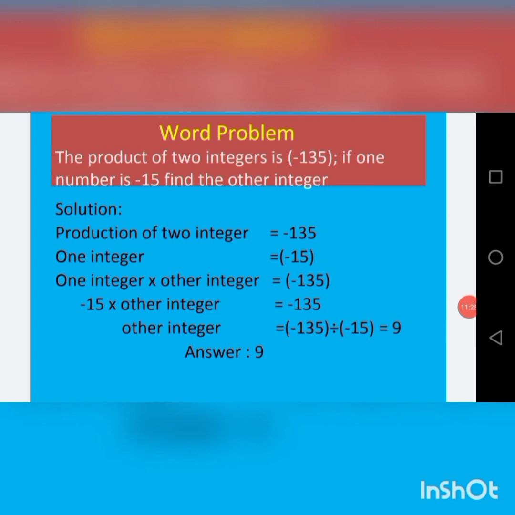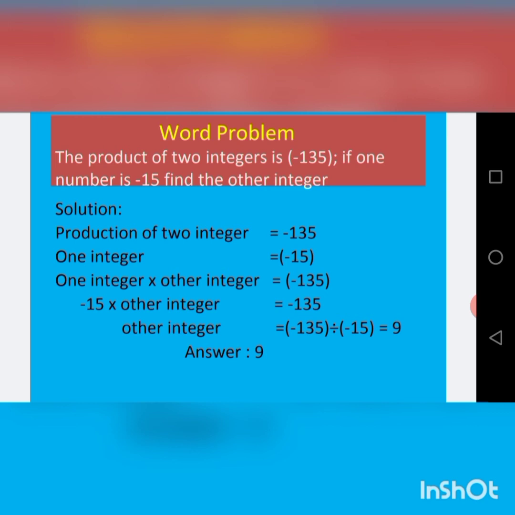Now let us look at one word problem sum. The product of two integers is minus 135. If one number is minus 15, find the other integer. What is given here? The product of two integers is minus 135. One integer they have given, we have to find the other integer. Product means we have to multiply both the integers. So one integer into the other integer is minus 135. What is one integer? That is minus 15, already they have given here, into the other integer.